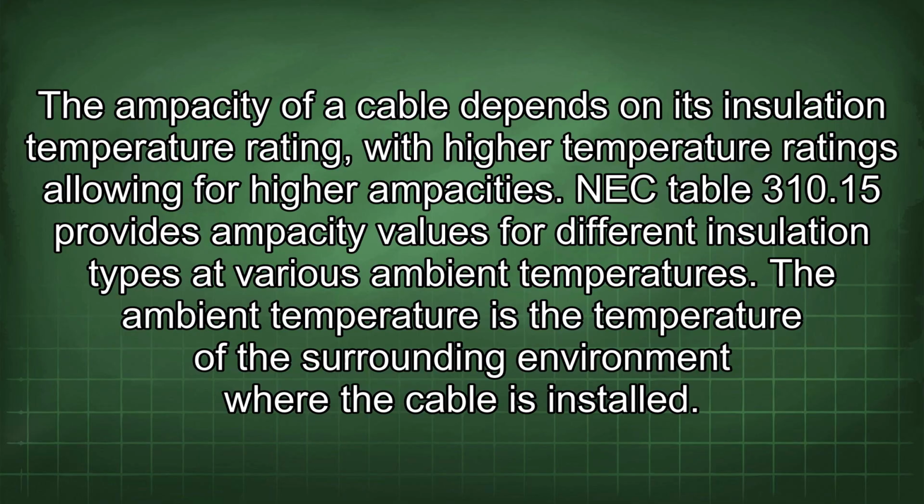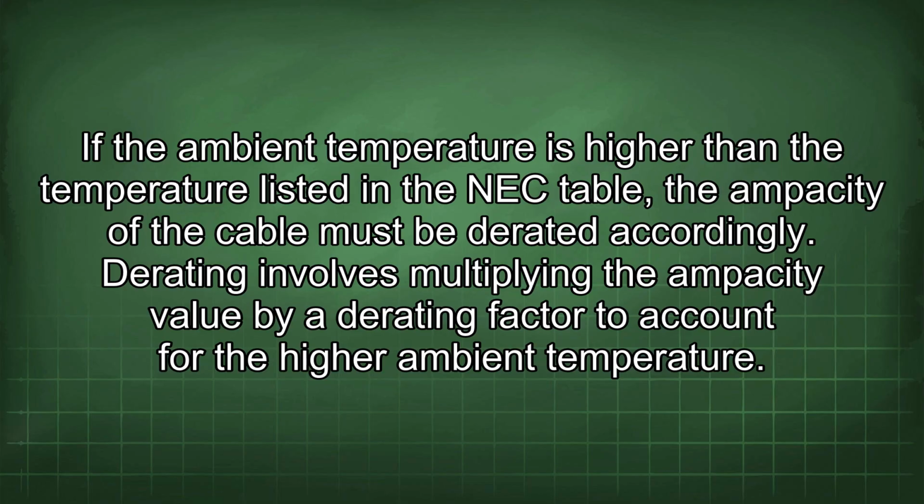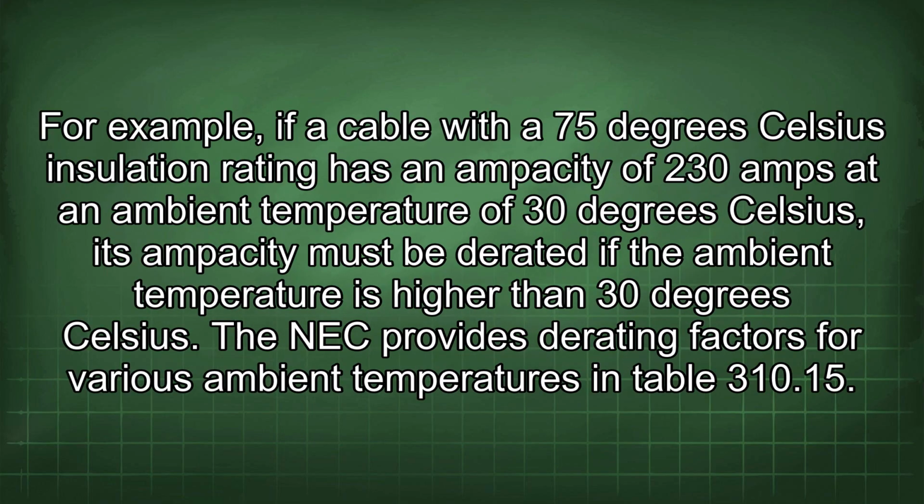The ambient temperature is the temperature of the surrounding environment where the cable is installed. If the ambient temperature is higher than the temperature listed in the NEC table, the ampacity of the cable must be derated accordingly. Derating involves multiplying the ampacity value by a derating factor to account for the higher ambient temperature. For example, if a cable with a 75 degrees Celsius insulation rating has an ampacity of 230 amps at an ambient temperature of 30 degrees Celsius, its ampacity must be derated if the ambient temperature is higher than 30 degrees Celsius. The NEC provides derating factors for various ambient temperatures in Table 310.15.